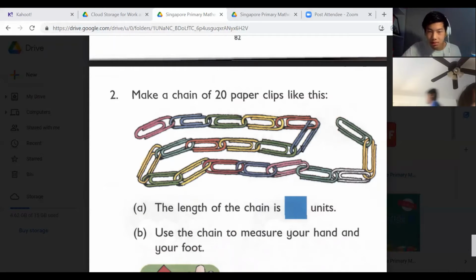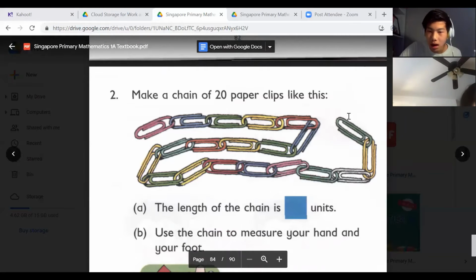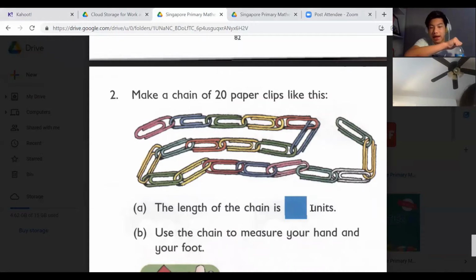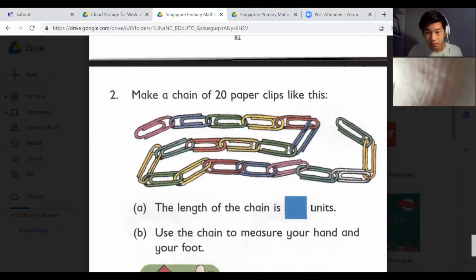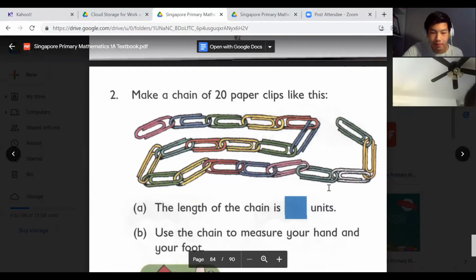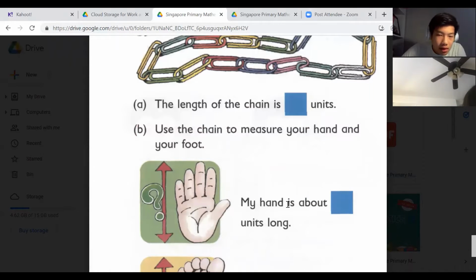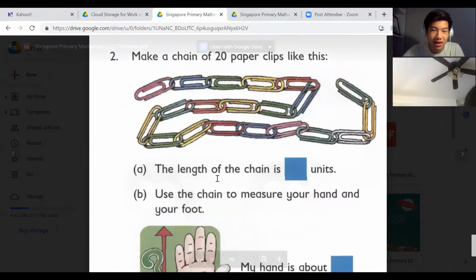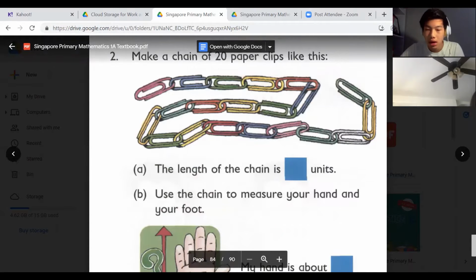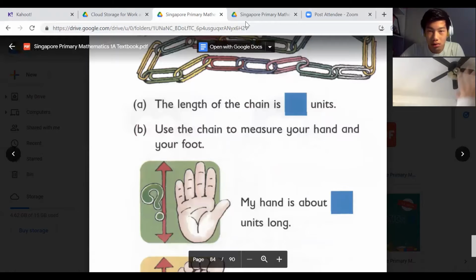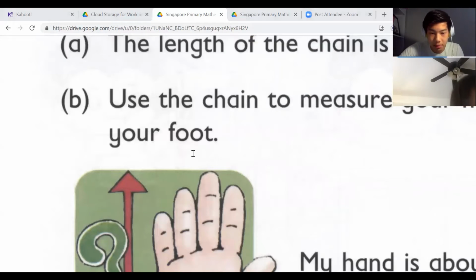Okay, now try this problem. Make a chain of 20 paper clips like this. And since we can't, we'll just have a paper clip like this. And okay, so the length of the chain is what unit or how many units? 20? Yeah, 20, perfect. Okay. So this part we can't really do because I don't think you have 20 paper clips laying around. So I'm gonna draw some paper clips, okay?